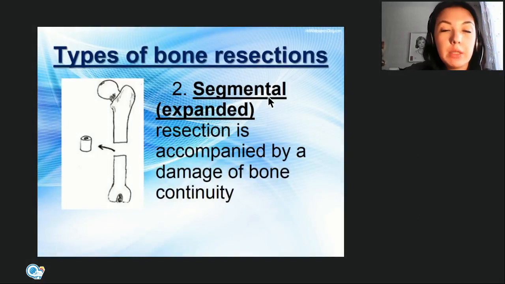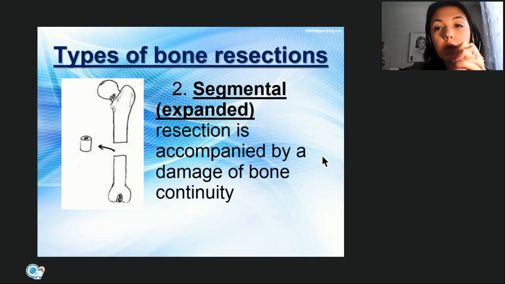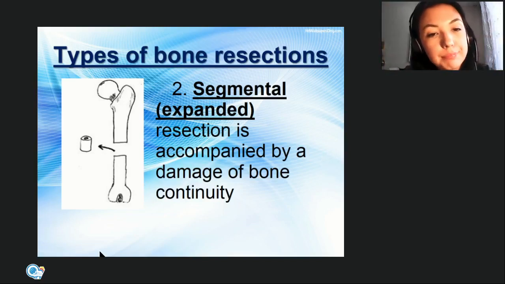Segmental or expanded resection is accompanied by damage of bone continuity. Like in this case, two ends are formed, proximal and distal, and we need to connect them somehow. In case of partial resection, there are no ends, we just take it, and that is all. And here we need to connect two ends together after that.